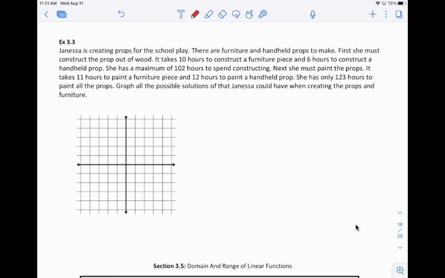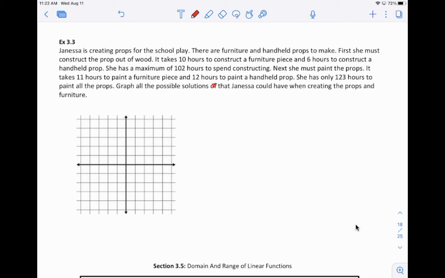Next, she must paint the props. It takes 11 hours to paint a piece of furniture and 12 hours to paint a handheld prop. Why 12 hours? Maybe detail or something? I don't know. But it takes longer to paint the handheld ones. She only has 123 hours to paint all the props. Graph all the possible solutions Janessa could have when creating the props and the furniture. Sorry, typo there.